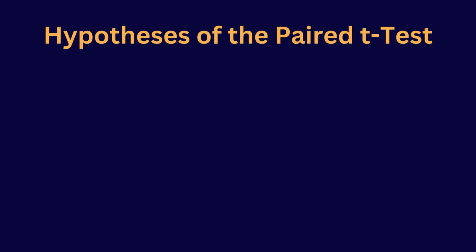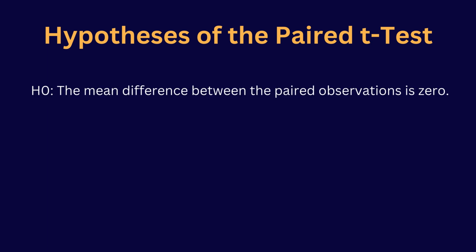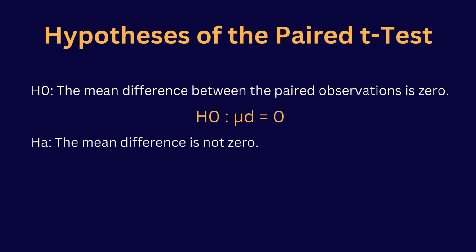Every statistical test starts with a hypothesis. For the paired t-test, we have the null hypothesis: the mean difference between the paired observations is 0. Alternative hypothesis: the mean difference is not 0.